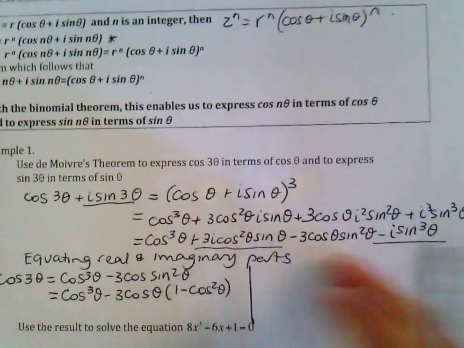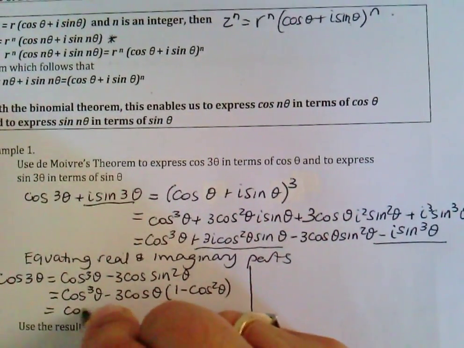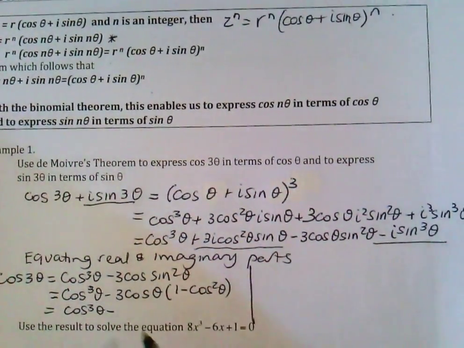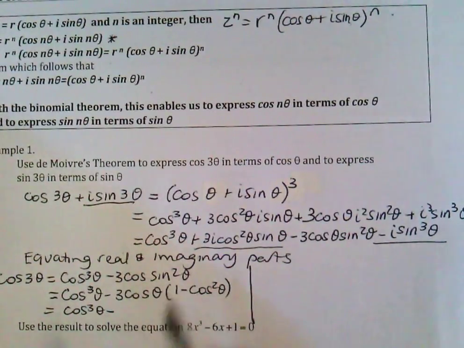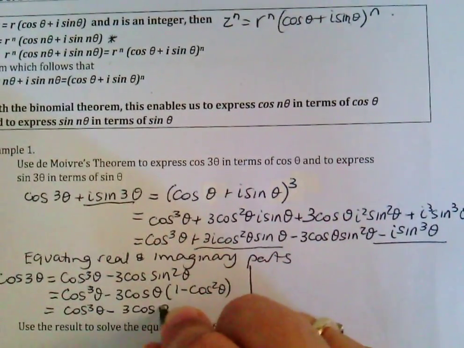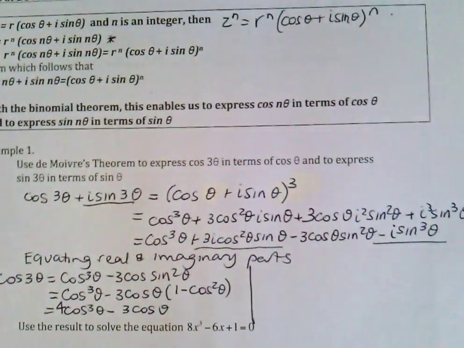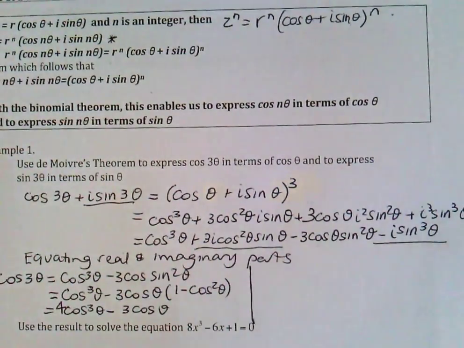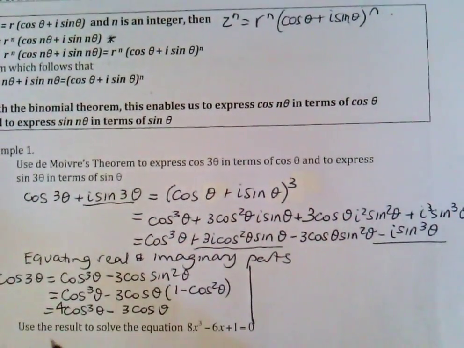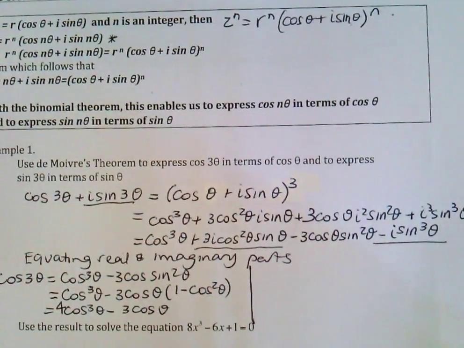I need to leave room over here, which is cos cubed theta minus 3 cos theta plus, no, plus 3 cos cubed theta, which I don't have room to write, so I'm just going to put the 4 here. Are you okay with that? Because it's cos cubed theta minus 3 cos theta plus 3 cos cubed theta, which I just missed that line, which just gives me 4 cos cubed theta minus 3 cos theta.